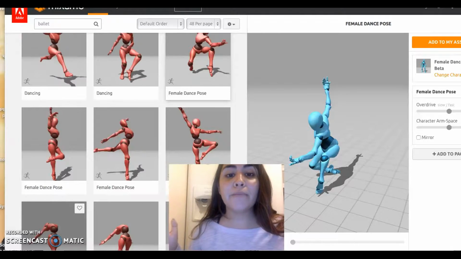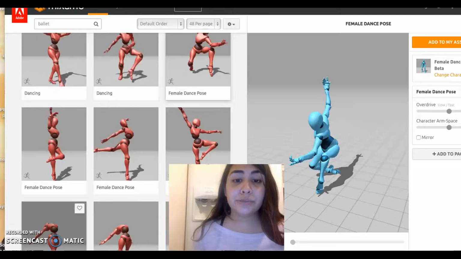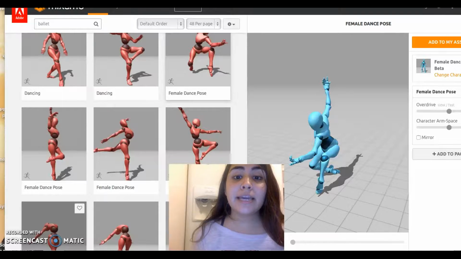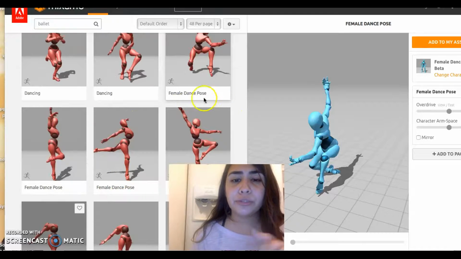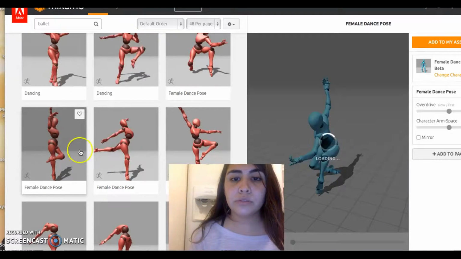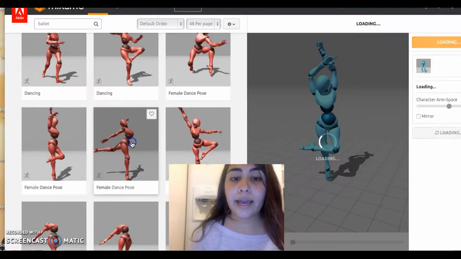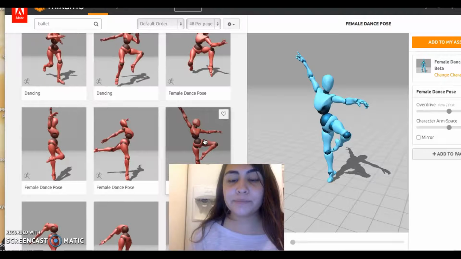Hi everybody, now I'll be discussing with you guys plantar flexion and dorsiflexion. So basically my animation is demonstrating dorsiflexion. So there's one pose, here is another pose, and another one, and another one.